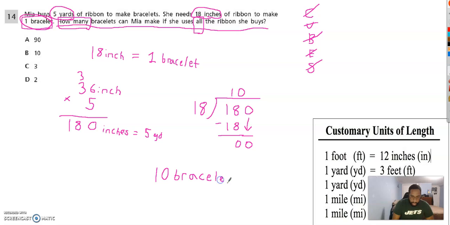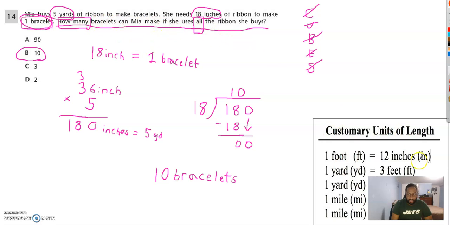So our answer will be B. Thank you, Clifton. So, boys and girls, in order to convert customary units of measure, you have to remember, bigger units into smaller units, you multiply. Smaller units to bigger units, you divide. All right? And then you'll have no problem converting units.